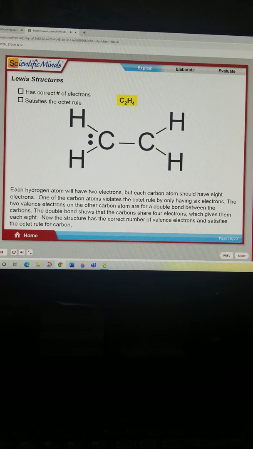Each hydrogen atom will have 2 electrons, but each carbon atom should have 8 electrons. One of the carbon atoms violates the octet rule by only having 6 electrons. The 2 valence electrons on the other carbon atom are for a double bond between the carbons. The double bond shows that the carbons share 4 electrons, which gives them each 8. Now the structure has the correct number of valence electrons and satisfies the octet rule for carbon.